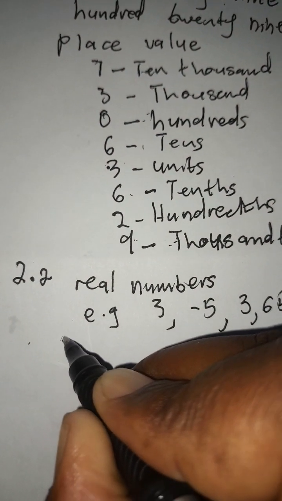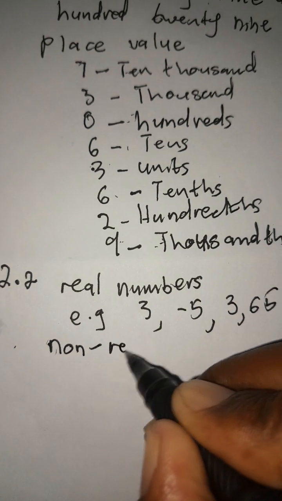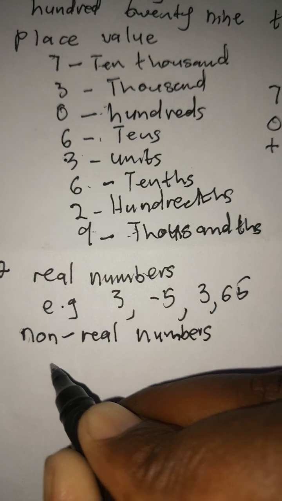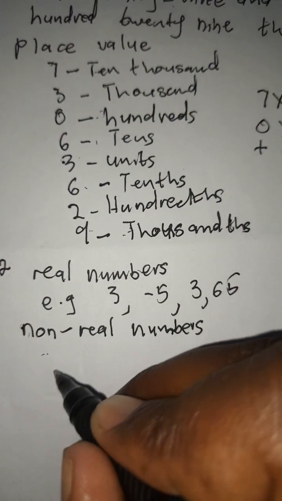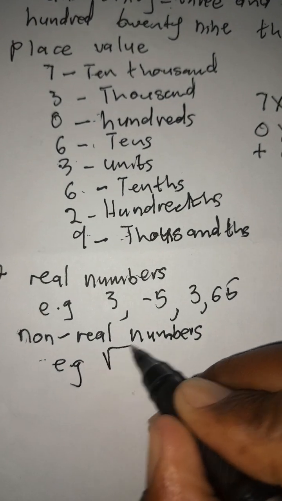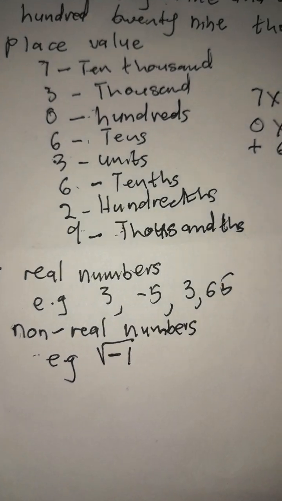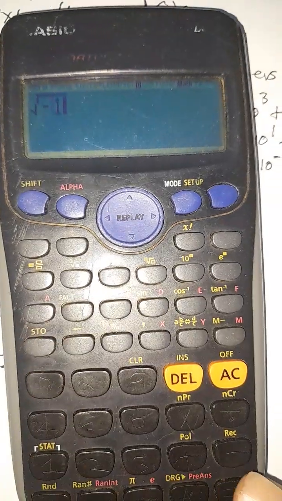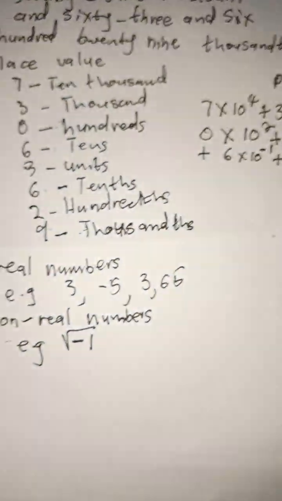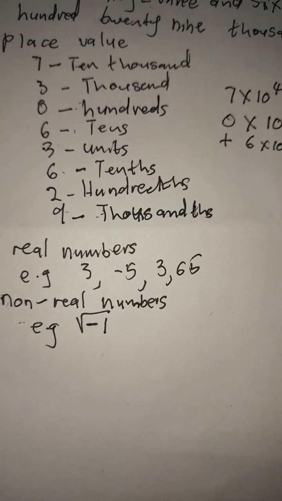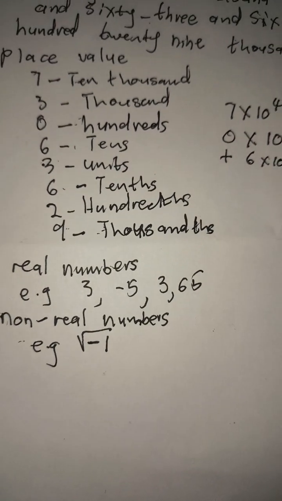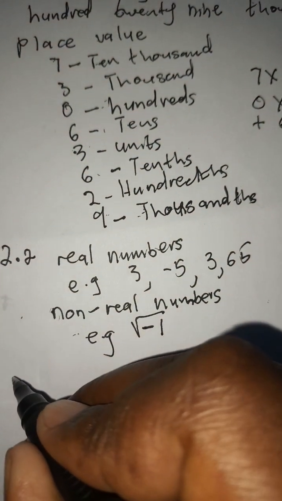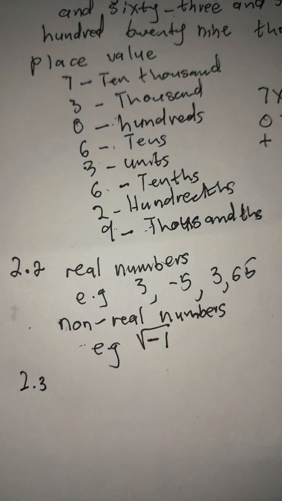Then we have non-real numbers. They do not exist. E.g., the square root of a negative number, the square root of -1, will not exist. If you put that in your calculator, so that you can confirm, you can see it says math error. So they do not exist, but they are equivalent to imaginary, right? When we go to the varsity standards, the varsity standard says that, right? So we will move to 2.3.